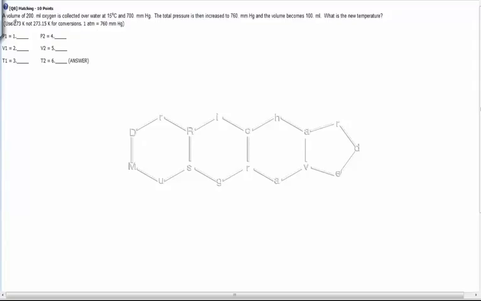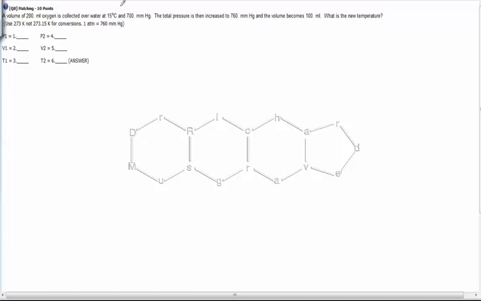Alright, so for this one, a volume of 200 milliliters of oxygen is collected over water at 15 degrees Celsius and 700 millimeters of mercury. The total pressure is then increased to 760 millimeters of mercury and the volume becomes 100 milliliters. What's the new temperature? So you see we've got clearly two different sets of conditions going on here.